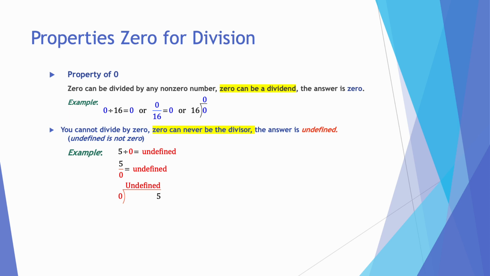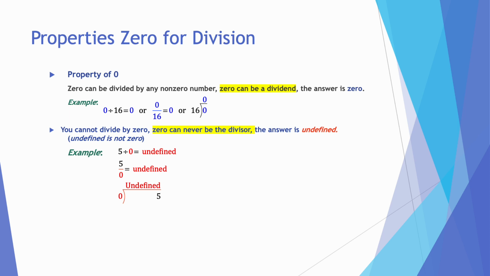You can divide 0 by any number, and 0 is a valid answer. What you cannot do is divide by 0, and the answer is undefined. Undefined means you can't do the problem. Undefined is not the same as 0. Okay? 0 is a number, it's an answer. Undefined means you cannot do the problem. So 0 can never be a divisor.